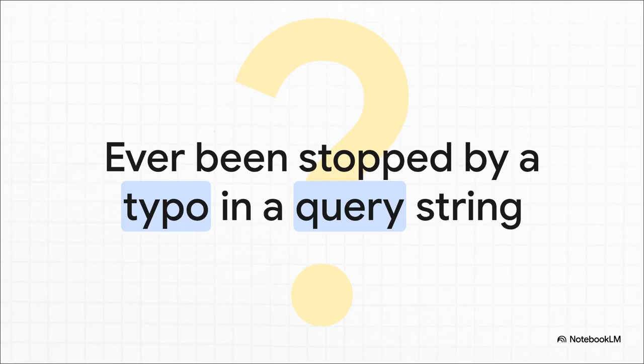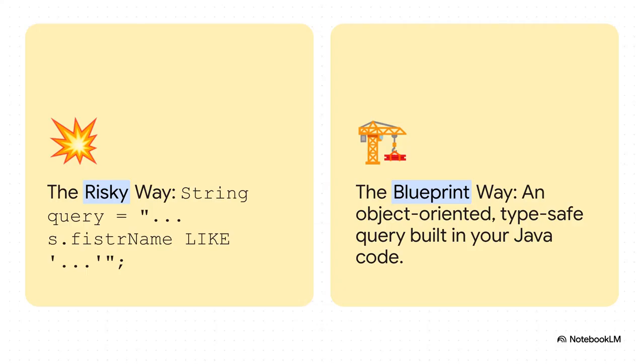You write this complex query, you run your application, and bam, crash. A runtime error, all because of some tiny, infuriating typo like "Fister name" instead of "first name" that's buried deep inside a long string. It's so frustrating, and it's a risk you take every single time you build queries by hand.